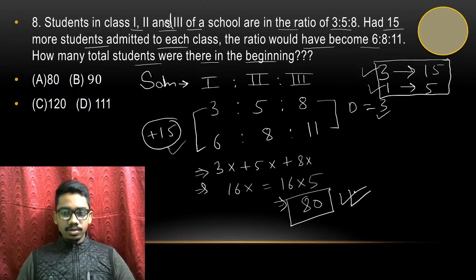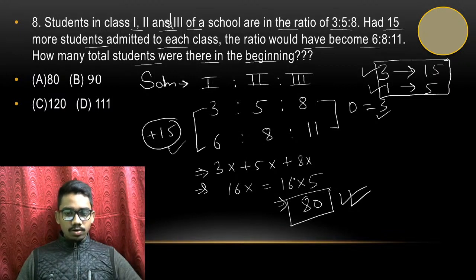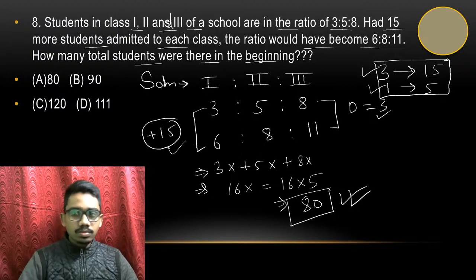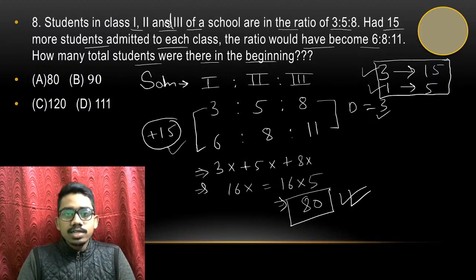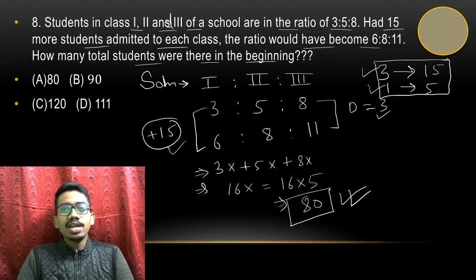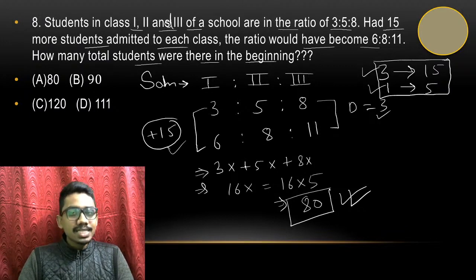All right, is this thing clear or not? See what was there in the question. Students in class 1, 2 and 3 of a school are in the ratio of 3:5. So this was the previous ratio. Had 15 more students been admitted to each class, 15 students added to all classes, the ratio would have been 6:8:11. So this is the ratio, we have written this ratio.